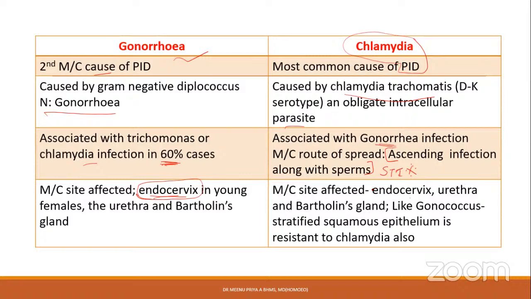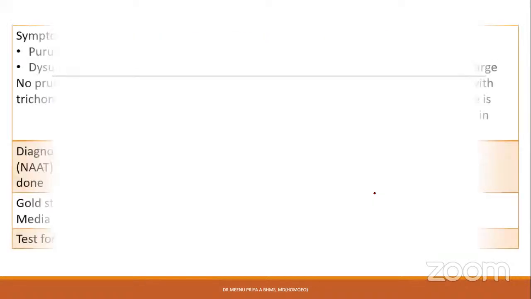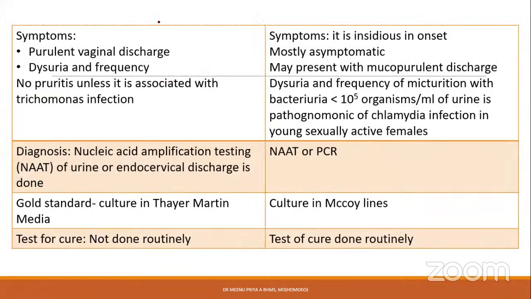So in the initial slides we discussed that gonorrhea cannot occur in young females because squamous epithelium is predominant in young females. So again, it applies to chlamydia also. So this is gonorrhea and this is chlamydia.